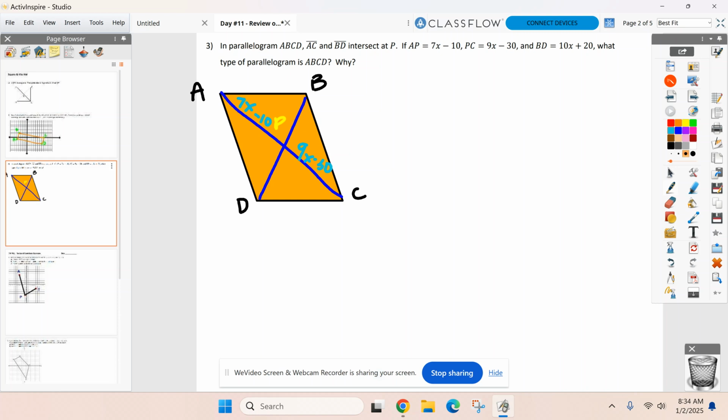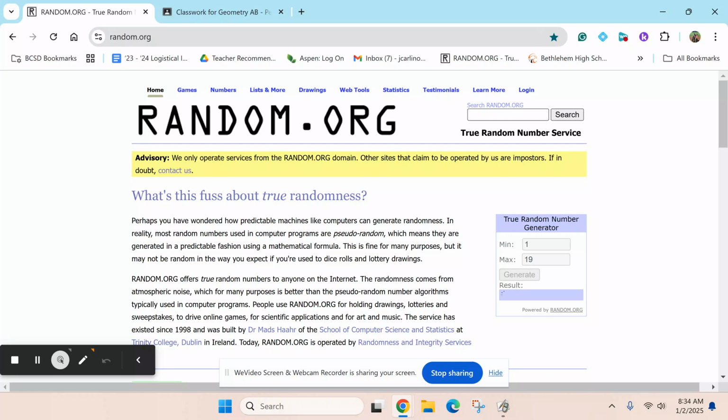Diagonals of a parallelogram. Now remember, this is a parallelogram. Don't look here in a square. So diagonals congruent, that's out. Diagonals perpendicular, that's out. All we know is this is a parallelogram. So what do we know about the diagonals of a parallelogram? I can do something here with these numbers.